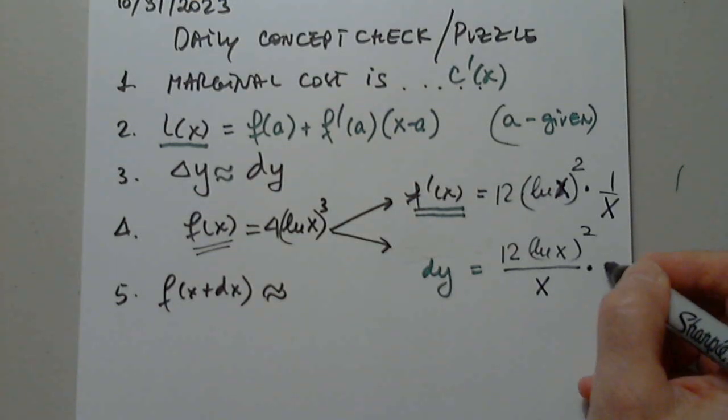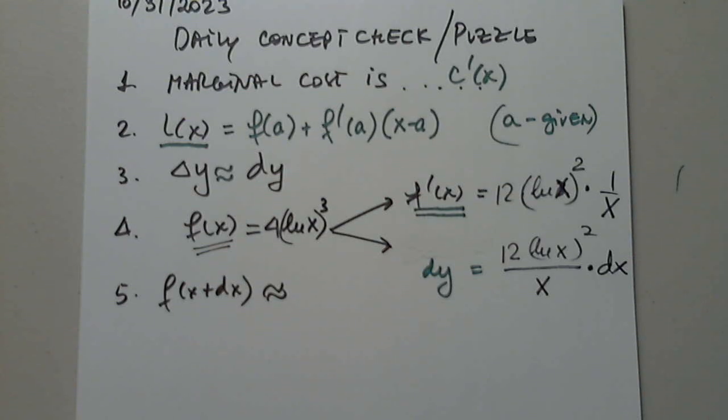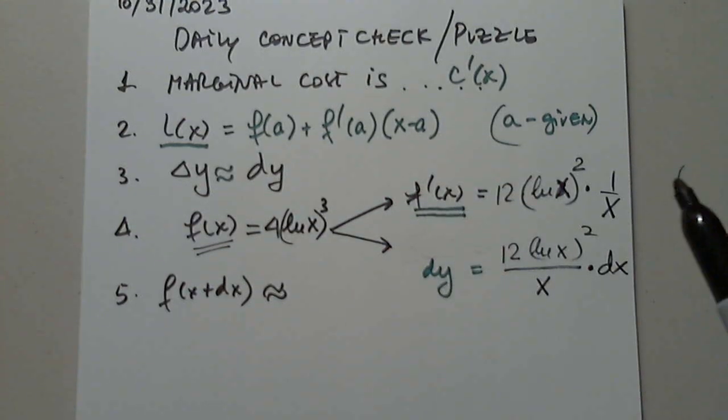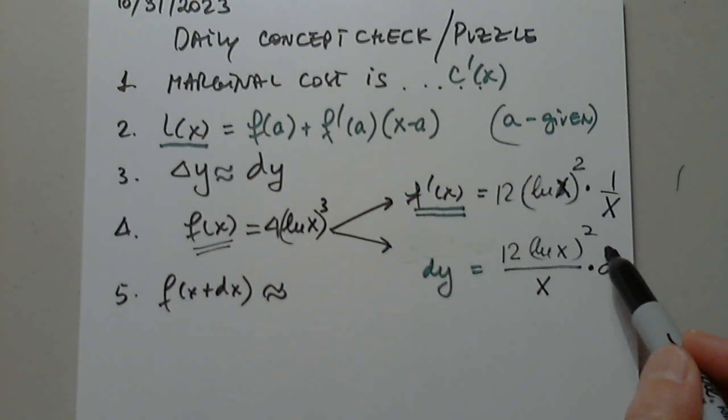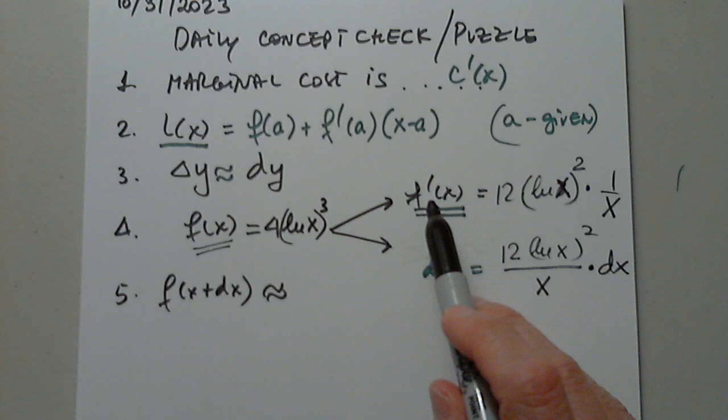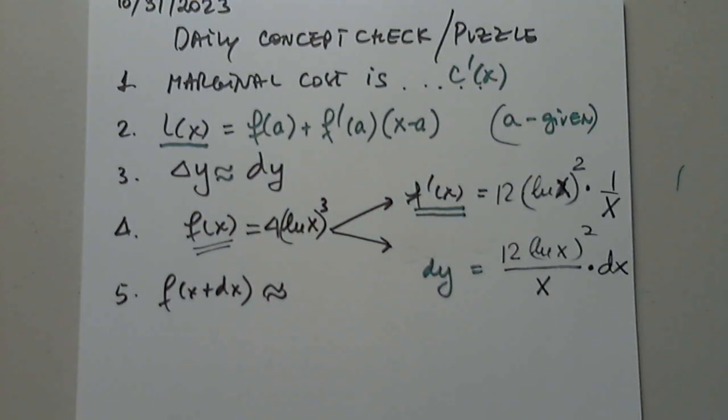dx. Times dx. That's the only difference. So the difference between f prime and dy is only the fact that we have to multiply by dx. It is exactly the same thing as the derivative, but we need to multiply by dx.